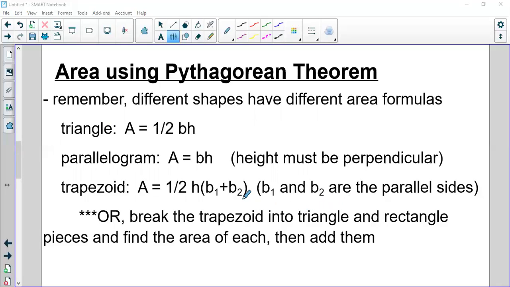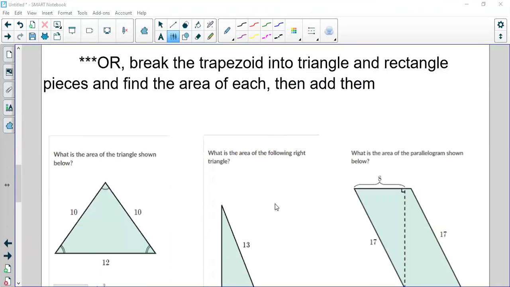You don't have to use this formula if you don't want to. You could take the trapezoid and break it into a triangle and a rectangle and then find the area of each of them and then add those together if you want. I'll show you both ways. So what I'm going to do with the trapezoid, let's take a look at a few figures first.